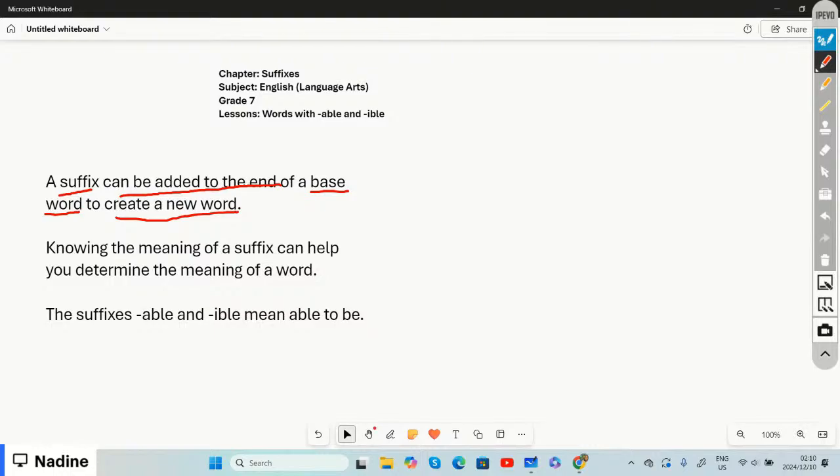And knowing the meaning of a suffix can help you to determine the meaning of whatever word is created when the suffix is added to the base word.